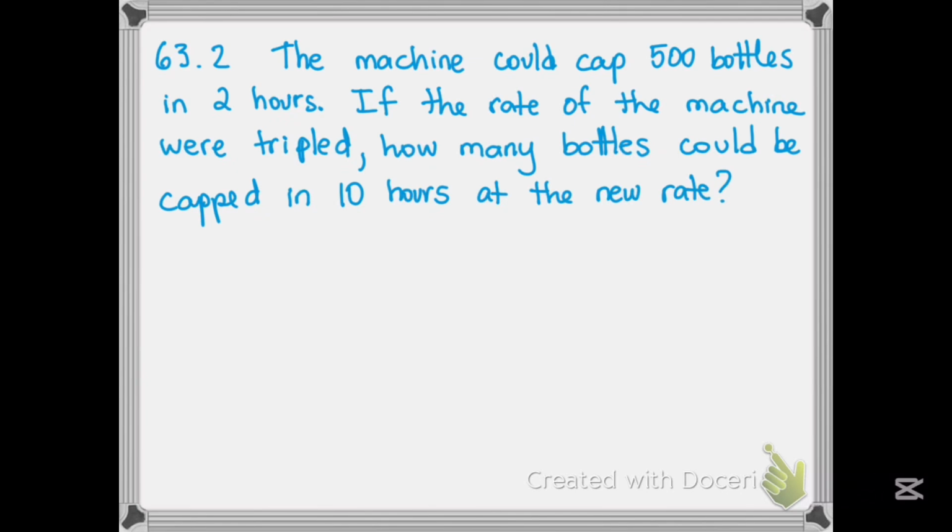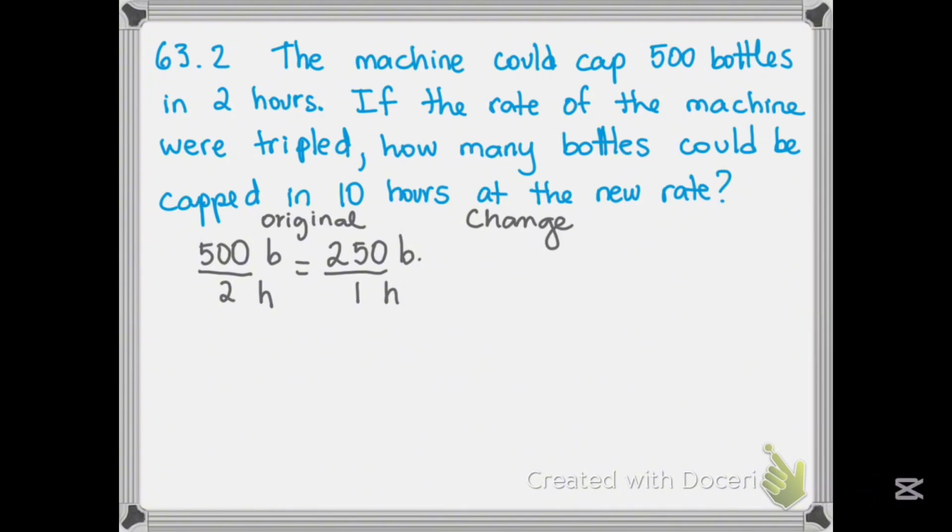Let's look at this second example. It says the machine could cap 500 bottles in 2 hours. That is our rate, and we start by finding that. So it's 500 bottles in 2 hours. Now remember, we always simplify it if we can, so that we know how many in 1 hour. Remember, that's the original rate. Then there's going to be a change. Okay, so look for that.